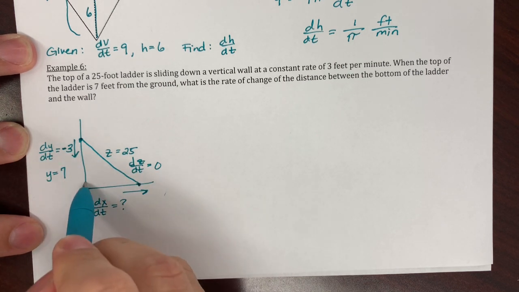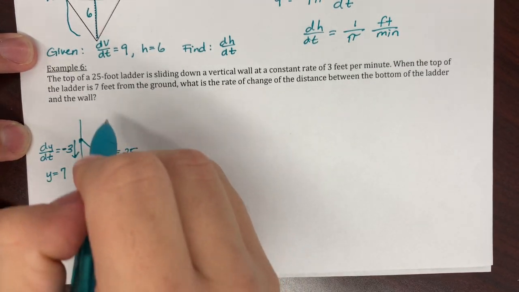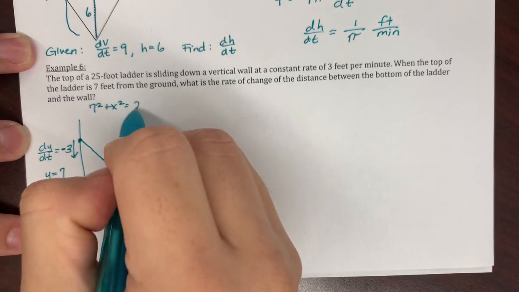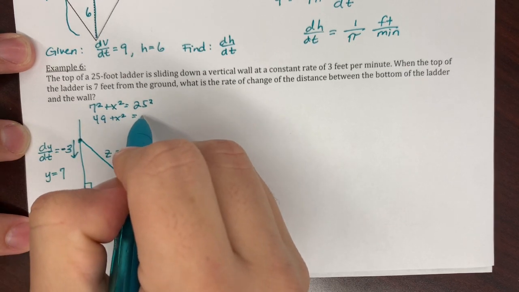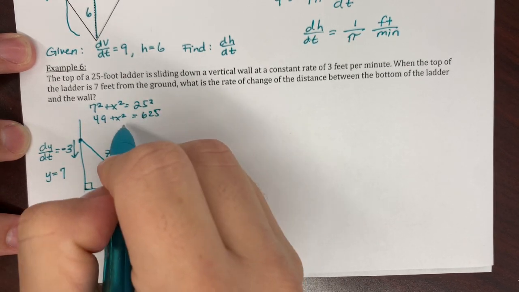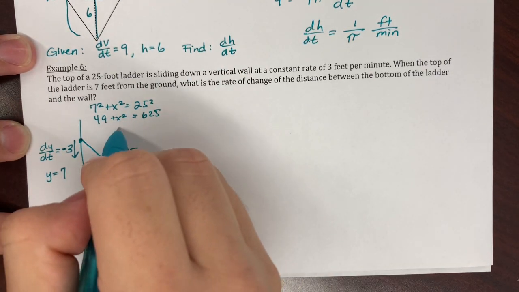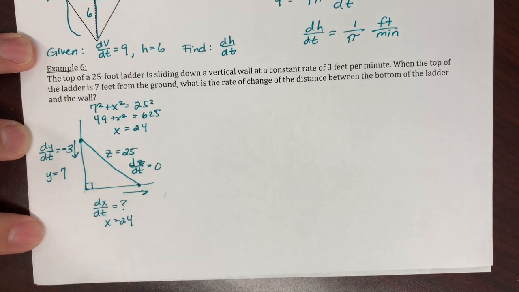So luckily, with this being a right triangle, we can just go ahead and use the Pythagorean theorem. So I know that 7 squared plus x squared is equal to 25 squared. It's 49 plus x squared equal to 625. Pretty sure it's 24. Oh yeah, it's one of my special triangles. So 7, 24, 25, but whatever. I'll just do all the math. So x equals 24.